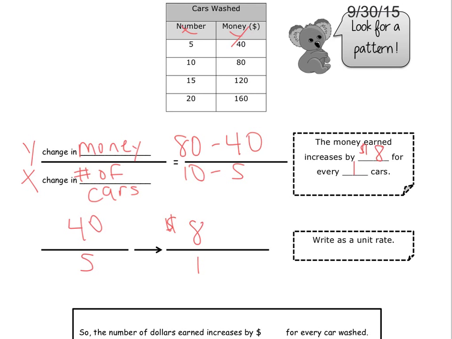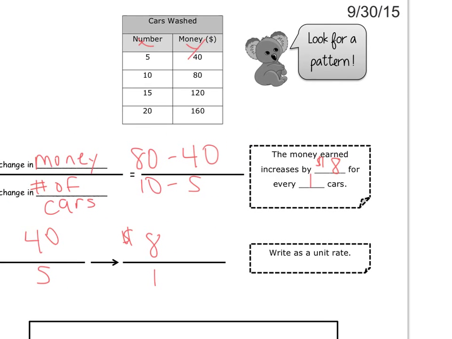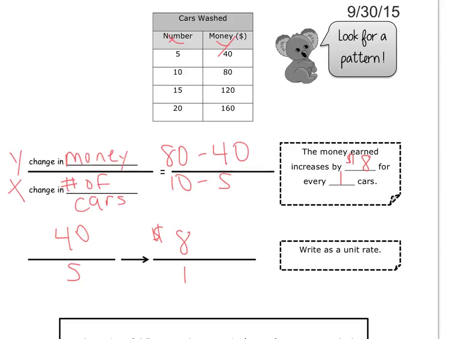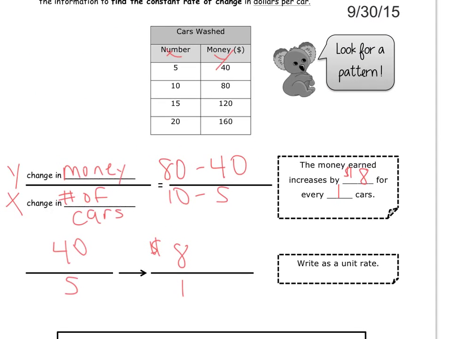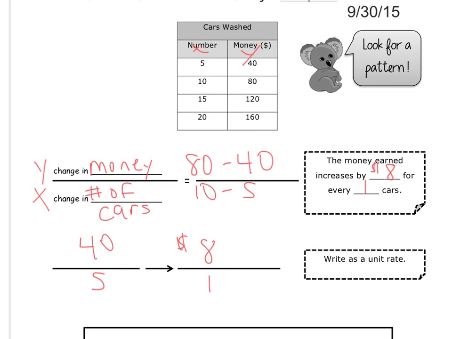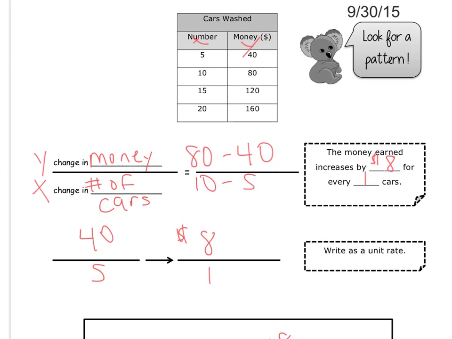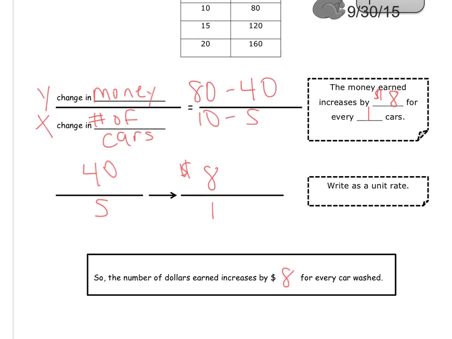So in our table, it just shows us 5, 10, 15, 20 in intervals of 5. But if I wanted to know for, say, 8 cars, I would do 8 times 8 and get 64, because that's the cost per car. All right. So down here where it says the number of dollars earned increases by $8 for every car washed, we're going to write $8 for every car washed. And that's how you do example number 1. Mainly what we're going to do is just go through examples through this, guys. All right? And then remember to go on to Canvas, log in, and take your quiz.